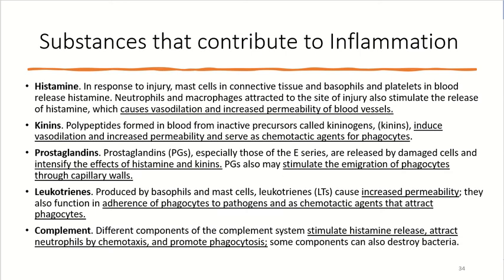And then last but not least, we have the complement. So there are different components of the complement system, and these are going to essentially stimulate histamine release. They're going to attract neutrophils via chemotaxis, and they're going to promote phagocytosis. And some components are also going to be involved in destroying bacteria. So we'll talk a little bit more about the complement system a little bit later, and you'll hear a lot more about it probably in microbiology class.